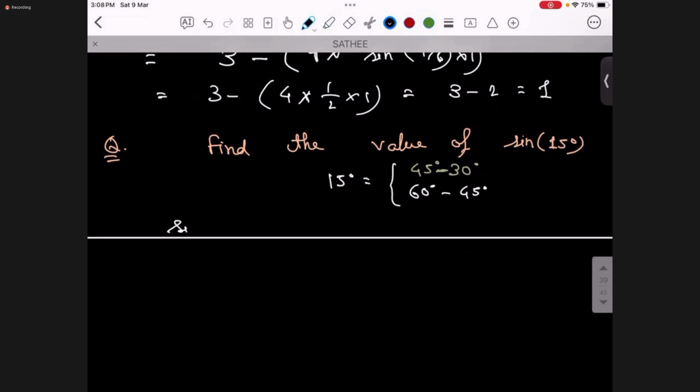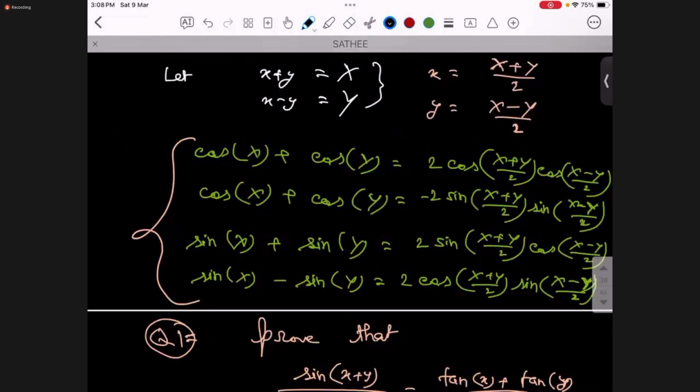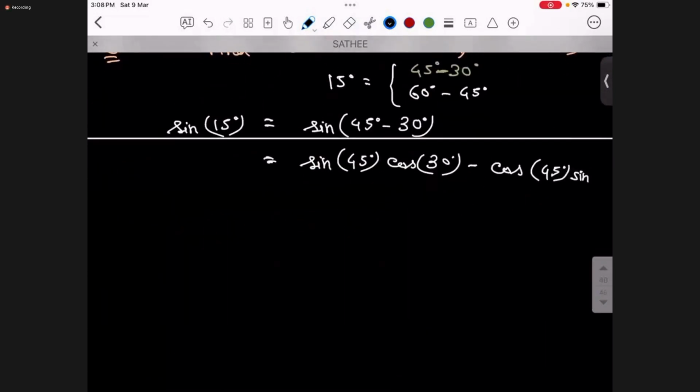So sine 15 degree, which is equal to sine 45 degree minus 30 degree. Now use the formula: sine 45 degree cos 30 degree minus cos 45 degree sine 30 degree. Now, what is the value of sine 45?